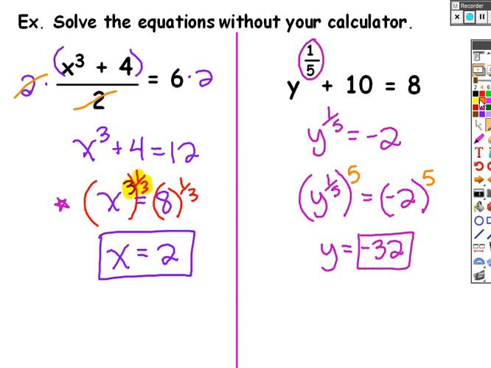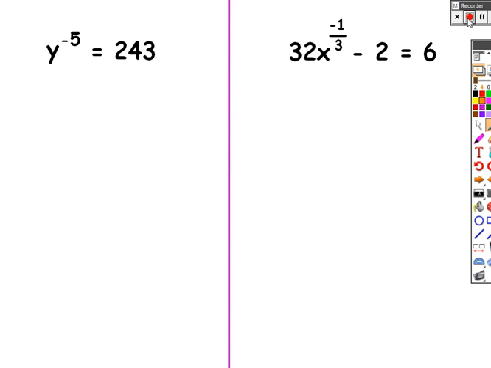This is a pretty quick check. If you plug it back in, -32 to the 1/5 would be -2. -2 plus 10 is 8. So last examples, why don't you pause the video, think about how you would solve these, how you'd get rid of the -5th power and the -1/3 power on these equations.